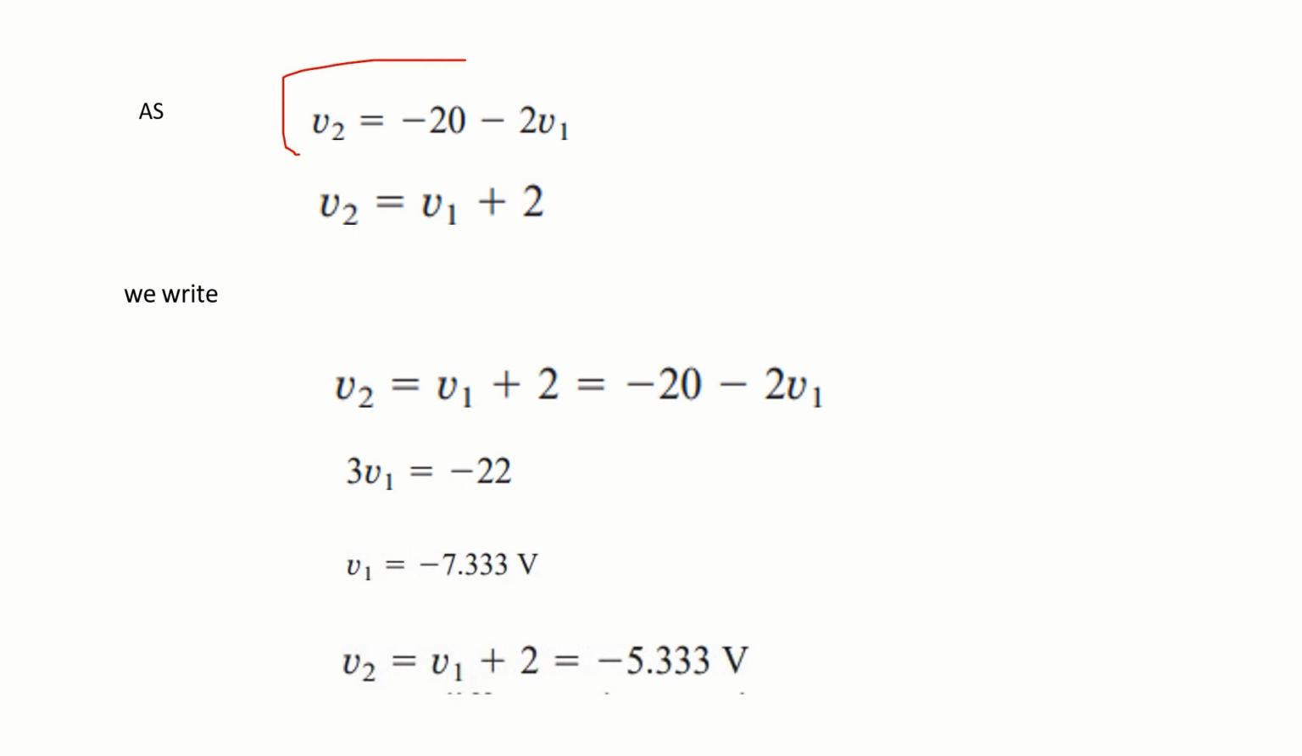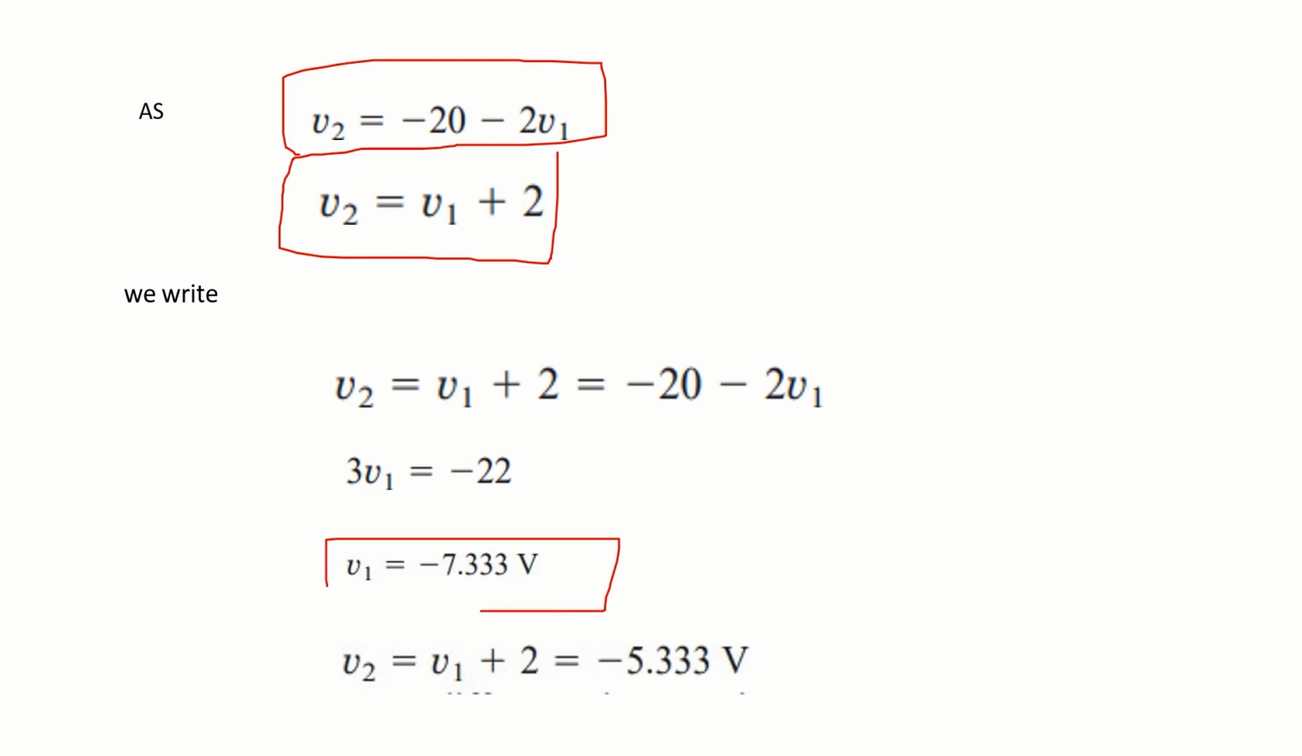Now we have these two equations. Since they both have V2, we can write it as V1 plus V2 is equal to minus 20 minus 2V1. So we can simplify and find the value of V1, that is minus 7.33 volts, and find the value of V2, that is minus 5.33 volts.